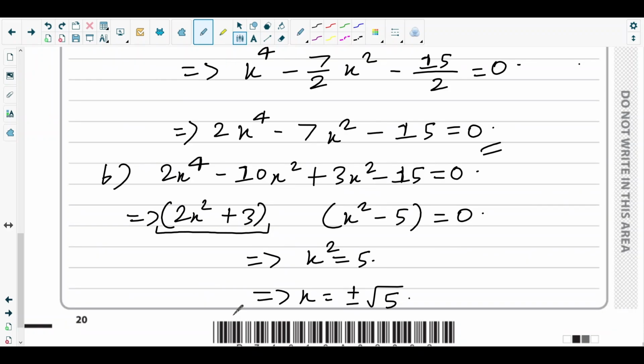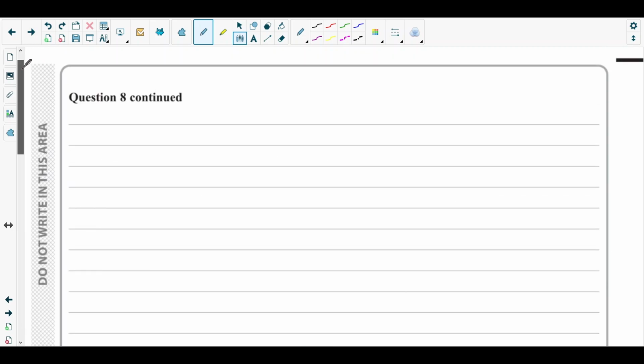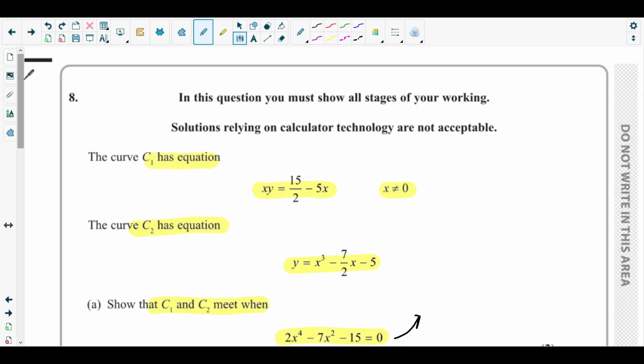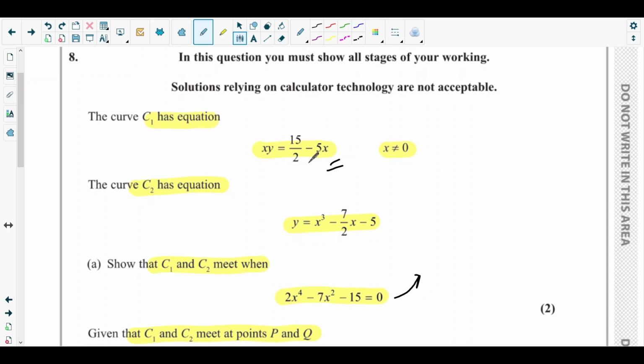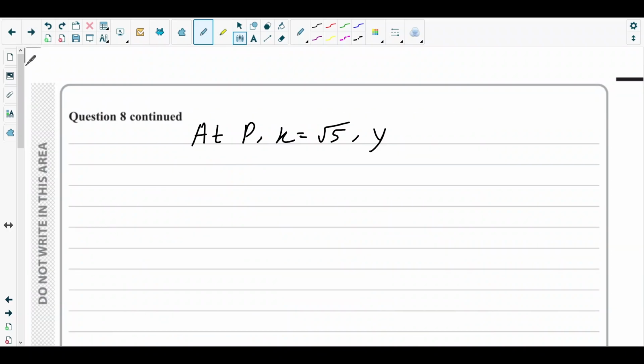Okay, now we got the x coordinates of the 2 points P and Q. We now need to figure out the y coordinates. So at P, let's say x equals square root of 5. So what would be the y coordinate? Let's consider this equation: 15 over twice of x negative 5. So y equals 15 over 2 square root of 5 minus 5.